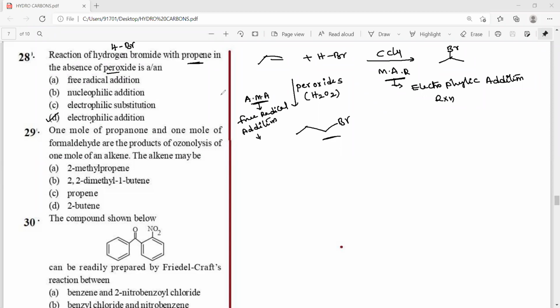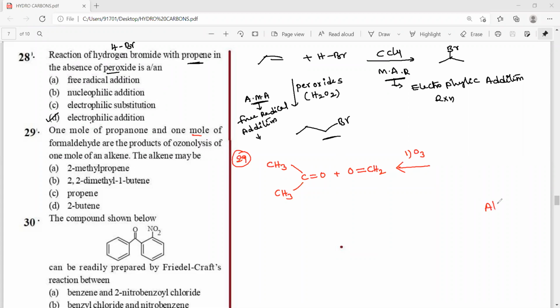Okay, students, let's go to the 29th question. 1 mole of propanone is formed. This is an application of the ozonolysis reaction. In the last class we discussed this same kind of question. 1 mole of propanone is formed and formaldehyde, CH2=O, is also formed. Formaldehyde is formed in the ozonolysis reaction. Ozonolysis reaction means the alkene.